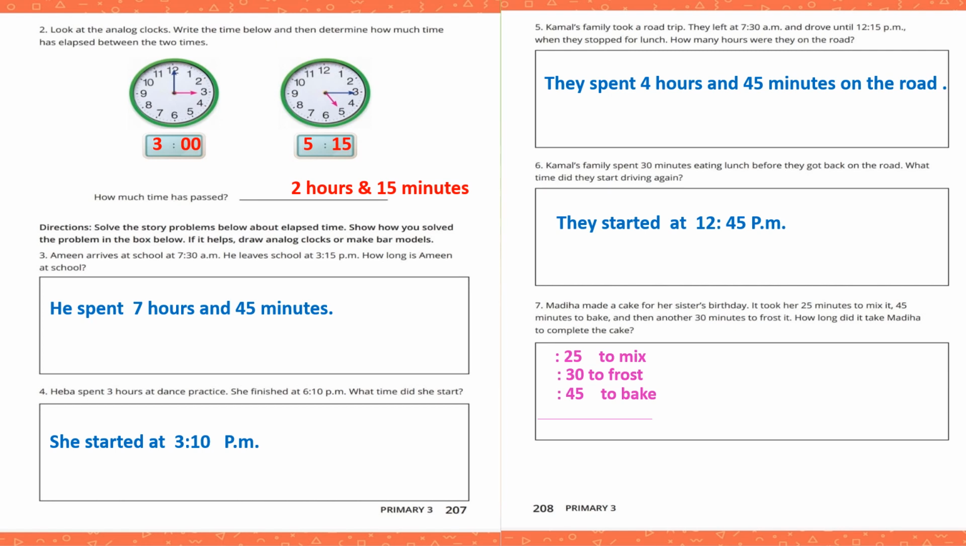Let's count. 5 plus 0 plus 5 equals 10, write 0 and carry 1. 1 and 2 equal 3, 3 and 3 is 6, 6 and 4 equal 10, so 100 minutes. It means how many hours and how many minutes? 1 hour equals 60 minutes, so I will break 100 down into two numbers, 60 and 40. 60 means 1 hour. It will be 1 hour and the rest here will be 40 minutes. So she took 1 hour and 40 minutes.